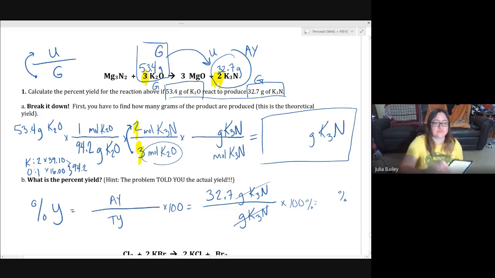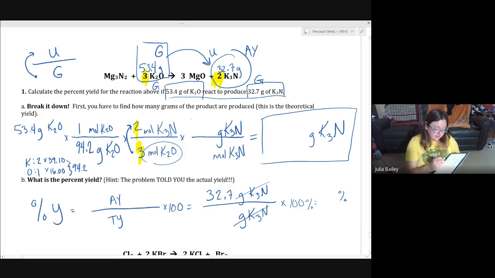And then for our second fraction, we had our mole bridge. So the given on the bottom of the fraction was 3 moles of K2O, where that 3 was our coefficient from the reaction. The unknown on top was 2 moles of K3N. Again, the 2 coming from the coefficient in the reaction. And then our third and final fraction here is grams of K3N over moles of K3N.